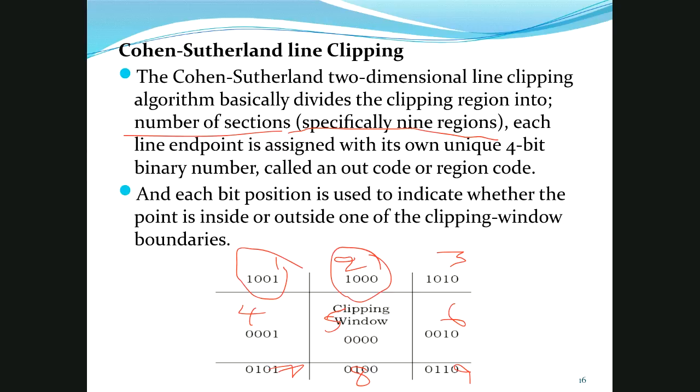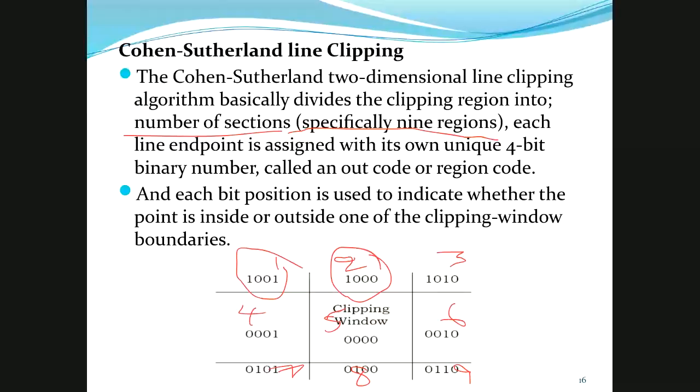So like this, here see this one, 1001, 0001 binary values. So you can assign 4-digit binary values for each and every region. After that, each bit position is used to indicate whether the point is inside the clipping window or outside the clipping window. So by using these 4-bit codes, we can identify which is present inside the clipping window and which is present outside the clipping window.